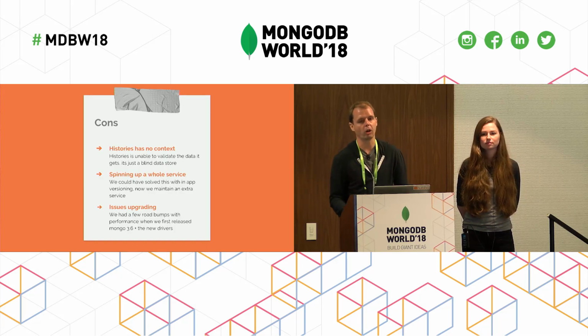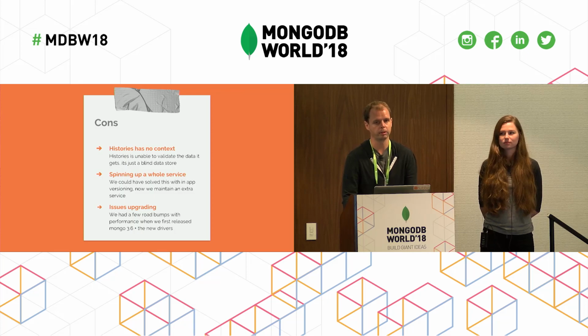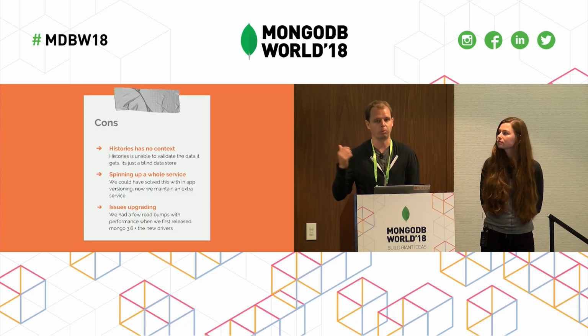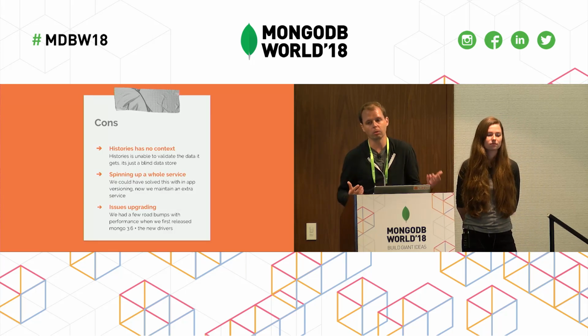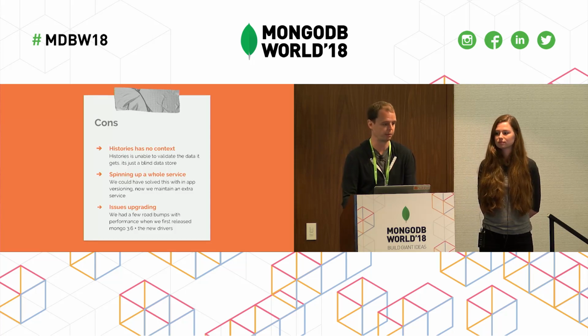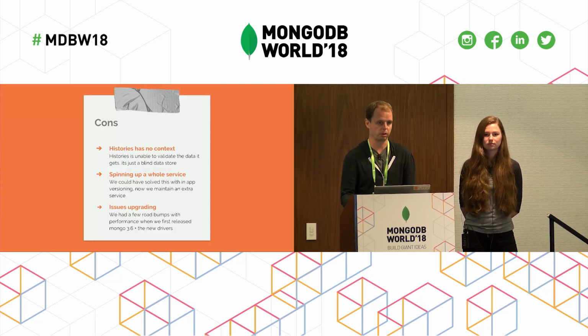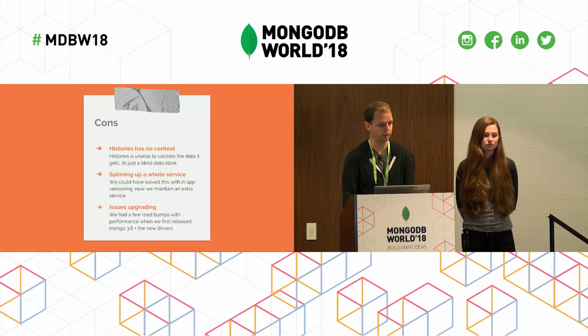And so there's a bunch of cons to this solution, obviously. The first con that you have to be aware of is histories has no context. It's just listening to an oplog and writing whatever data we write to the oplog. And so if our schemas change, our old history data isn't going to follow that new schema. The second big con is we did spin up a whole new service at Hubba to achieve what we could have done with in-app versioning. It is an extra service, right? There is some cost there.